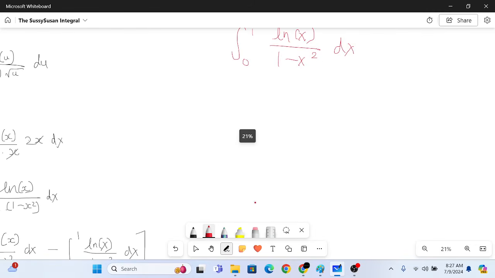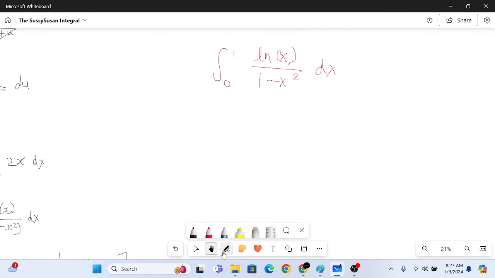What I can try to do is change this to a sum. If you know about the formulas involving polylog, that will be easier, but even if you don't know, you can go this way: ln x times sum from n equals 0 to infinity of x to the power 2n, times dx. Now you can interchange the sum and integral: sum from n equals 0 to infinity of the integral from 0 to 1 of ln x times x to the power 2n dx.